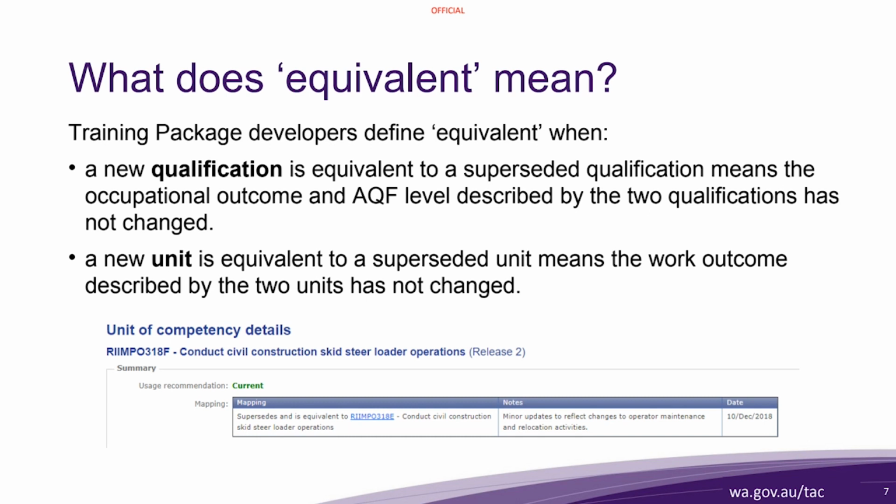So they're not exactly the same, but what the training package developers are saying is these are functionally the same. That is, if you have the E version, you'll be able to function effectively as a civil construction skid steer loader operator. You'll be able to function in an equivalent way to a person who has the new unit of competency. And that's a judgment made by experts. It's not a judgment that we need to make as RTOs because it's already printed in the training package.